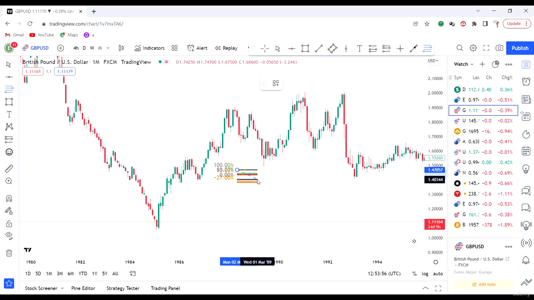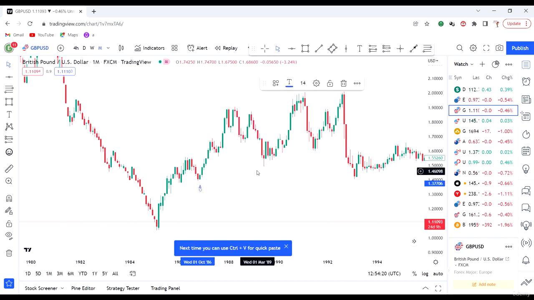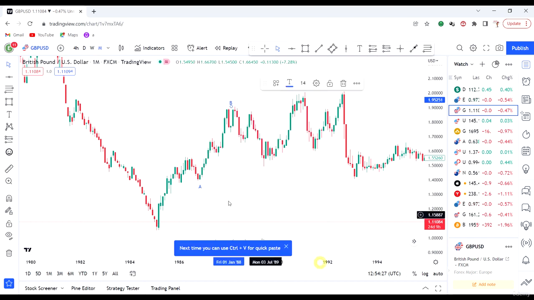That's what we're going to do here right now. Let's select the Fibonacci tool, and let's assume this is point A and this is point B. Let's just use our text tool. This is our text tool. Let's make this point A, and make this B. So this is point A and B.